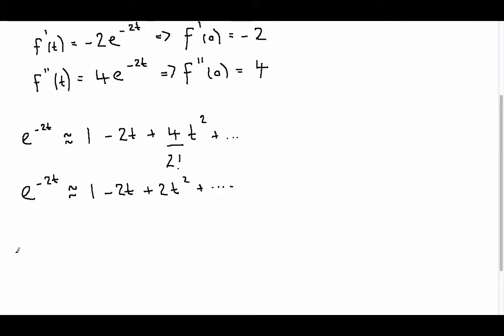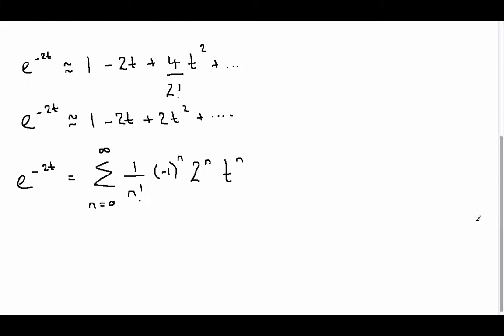So we can use this to write down a general expression for the Maclaurin series of e to the minus 2t. It is the sum from n equals 0 up to infinity of 1 over n factorial multiplied by minus 1 to the n, and that is because we're going to get these alternating plus minus signs. We're going to have 2 to the n times t to the n.